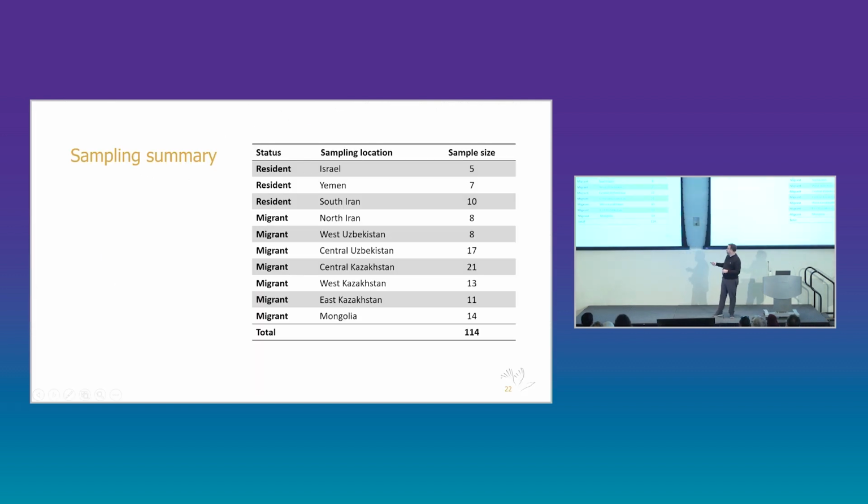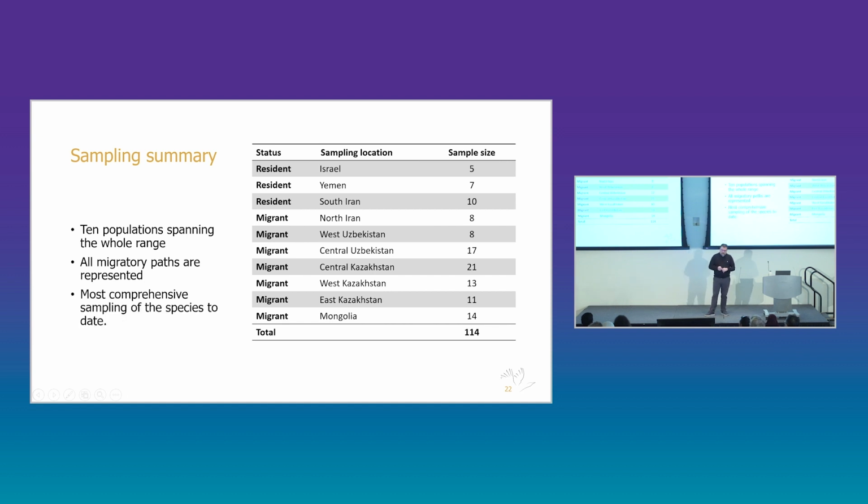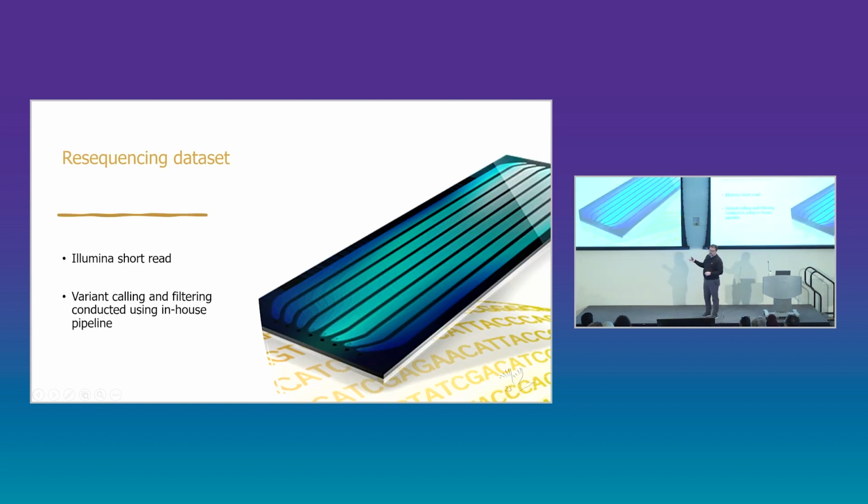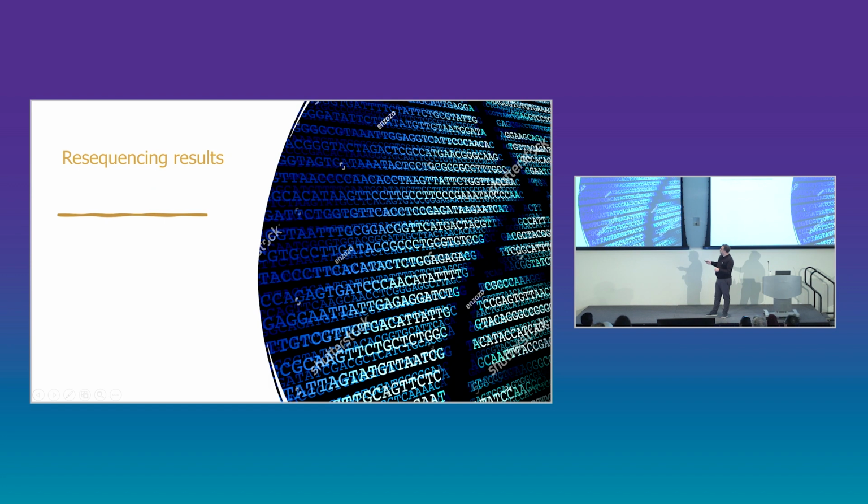So to summarize, we sampled 114 individuals from 10 populations. All migratory pathways are represented. And it's the most comprehensive sample of the species to date. Actually, we sampled most of the remaining population. All these samples were analyzed using short reads from Illumina, and variant calling and filtering were conducted in-house. Globally, the sequencing results were good. We obtained an average of 2 million reads per individual, and an average coverage of 25x.